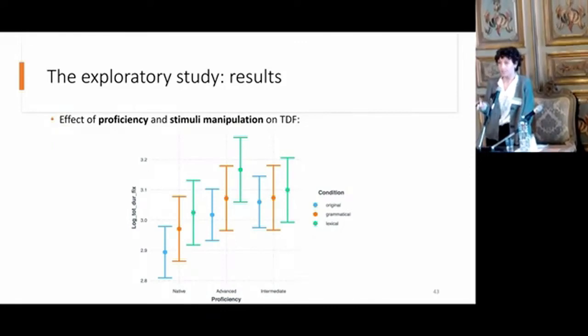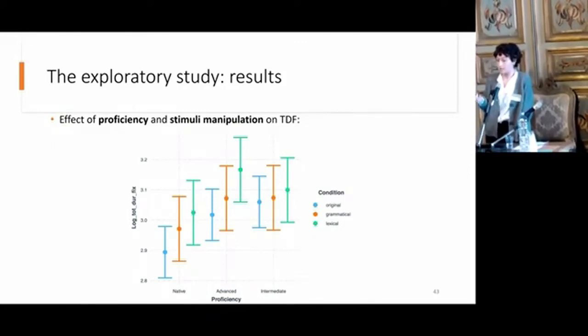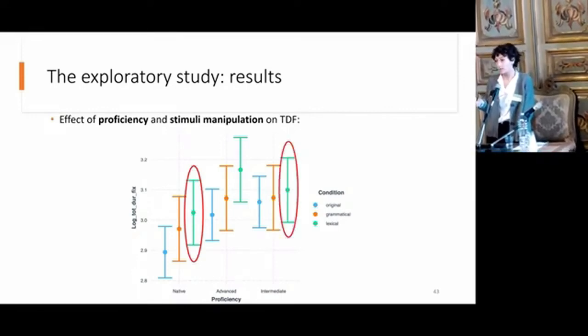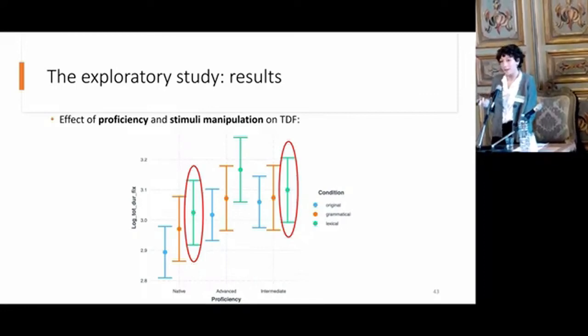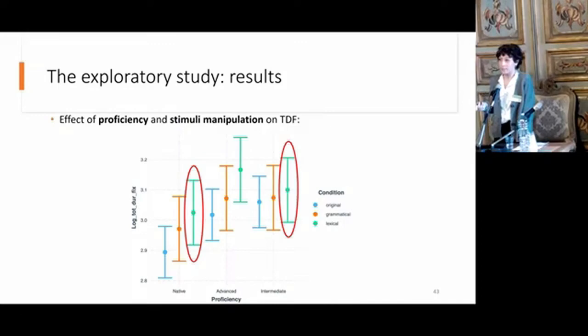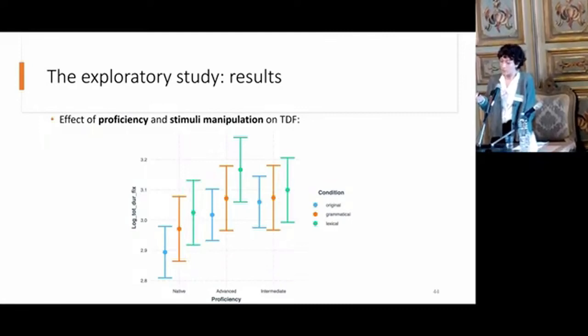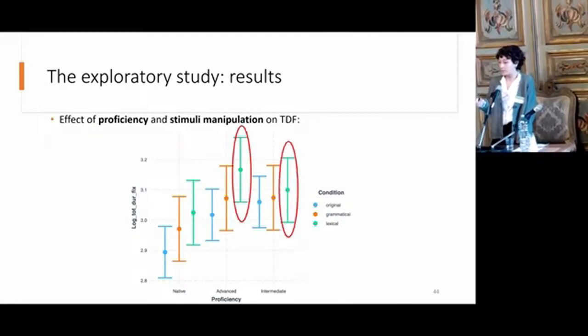We found again a significant difference between native speakers and intermediate learners in how they processed lexically manipulated collocations. Native speakers took less time in processing lexically manipulated collocations compared to intermediate learners. And again, we found a significant difference also between advanced and intermediate learners. Advanced learners took more time in reading lexically manipulated collocations compared to intermediate learners.